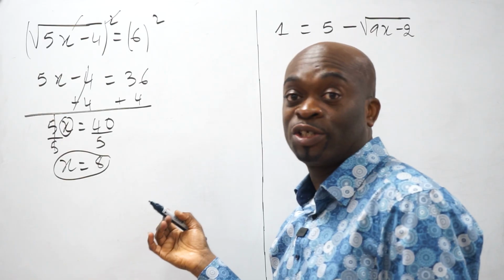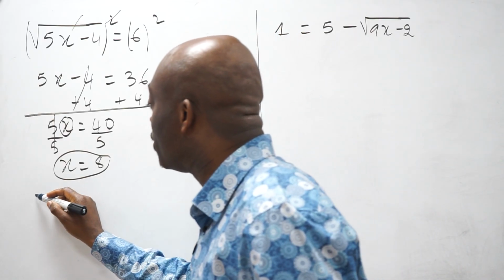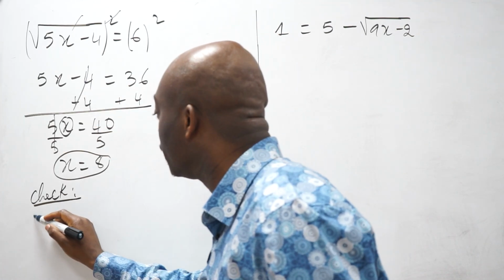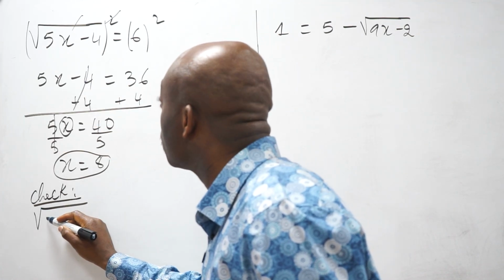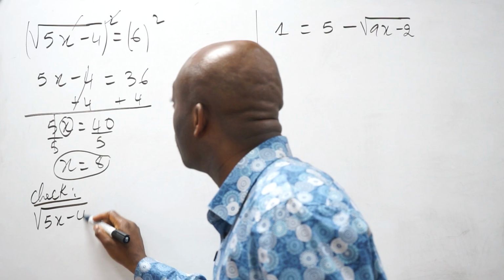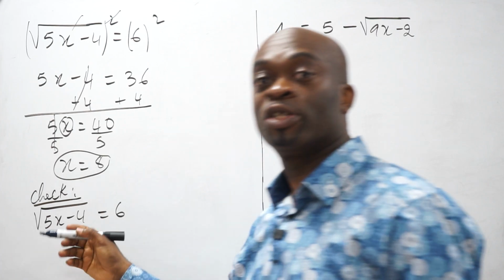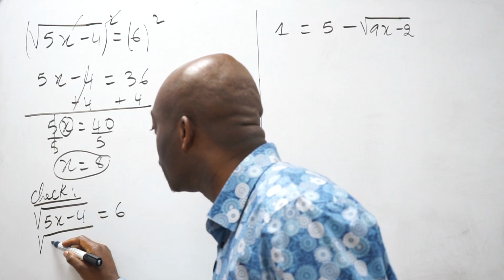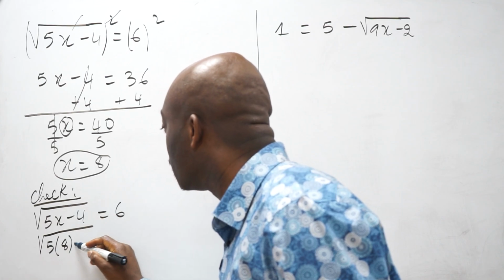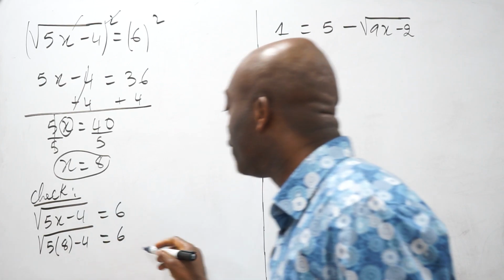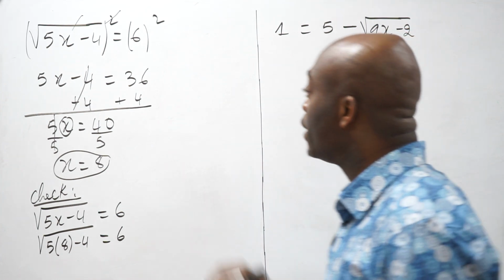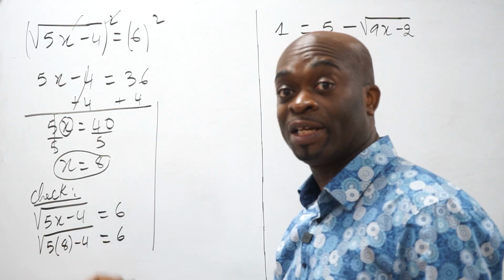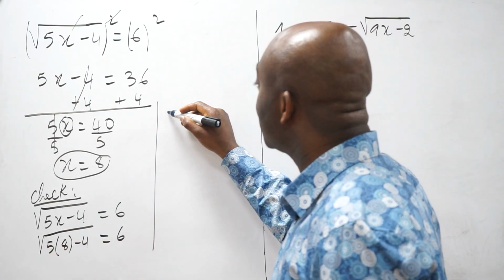Now we can check it just to make sure, right? So to check it, what are we doing? We're taking the original equation, square root of 5x minus 4 equals 6, and then we substitute 8 in there. So that will give us what? That will give us square root of 5 times 8 minus 4, and that should give us 6 on this side. Okay, so if we come here to make some space, what's going to happen? 5 times 8 is what? It's 40, right?